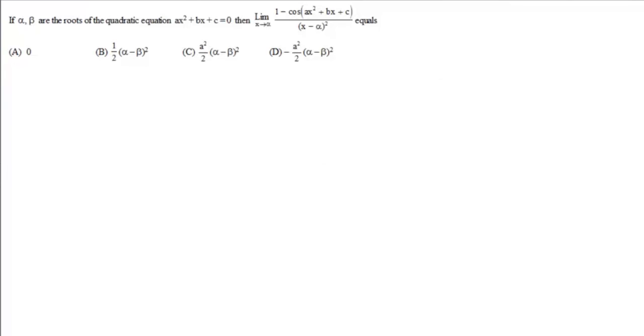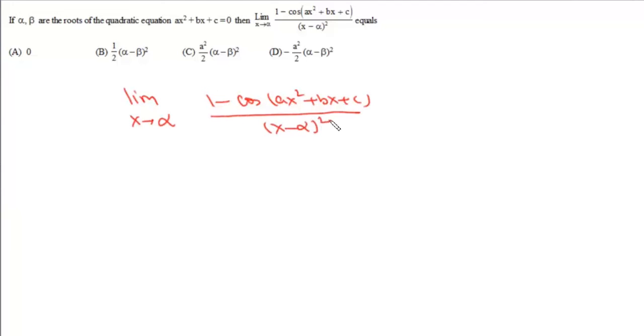Now here the question is, if alpha and beta are the roots of this quadratic equation, then solve this limit. Now this is limit x tends to alpha, 1 minus cos of ax square plus bx plus c, upon x minus alpha whole square.